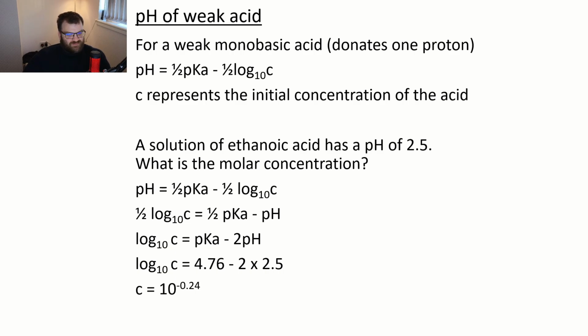When we do that, and then to get C on its own, it's log to the base 10 at the moment. The inverse of that is 10 to the power of. It'll be 10 to the power of whatever 4.76 minus 2.5 equals. So that is minus 0.24. And then plugging it in, 0.575 moles per litre as our final answer.